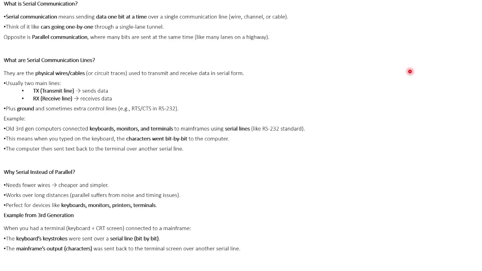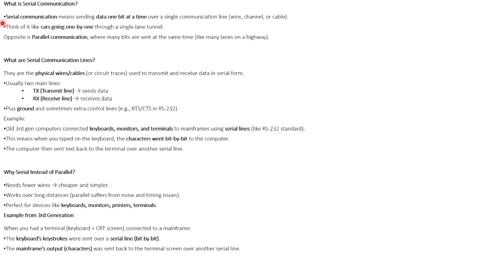Today we are going to cover topics like serial communication and dumb terminals, terms that are heavily used in third generation computers. So let's start this. What do you mean by serial communication?